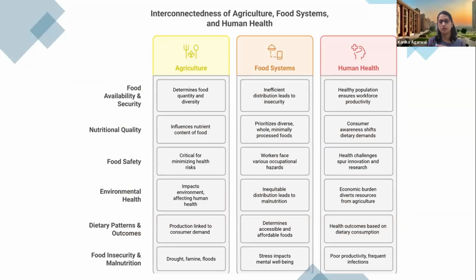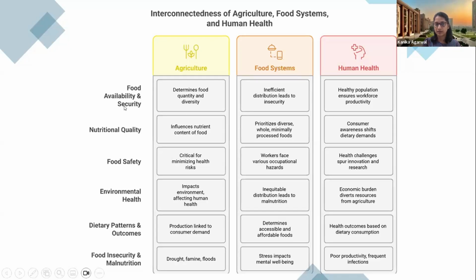When we're looking at research, we see that a lot of research has focused on food availability and security. There's a lot of research on nutritional quality, food safety, environmental health, dietary patterns, and food security and malnutrition, maybe not all together, but in separate fields, and we've seen how agriculture, food systems, and human health can affect each other.